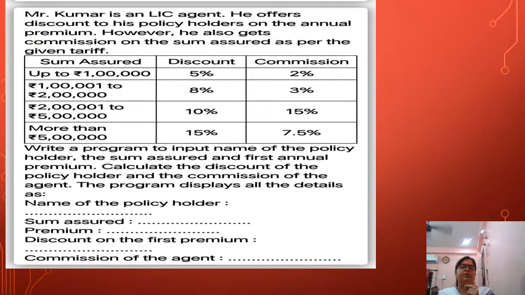Now the next program is also slab programming. In this, the question is that Mr. Kumar is an LIC agent. He offers a discount to his policyholders on the annual premium. However, he also gets commission on the sum assured as per the given tariff. You see here how much sum there is, what discount the LIC agent is going to give, and how much commission he is going to get. So here we have to write the name of the policyholder, sum assured, premium, discount on the first premium, and commission of the agent. See how we are going to do the program.